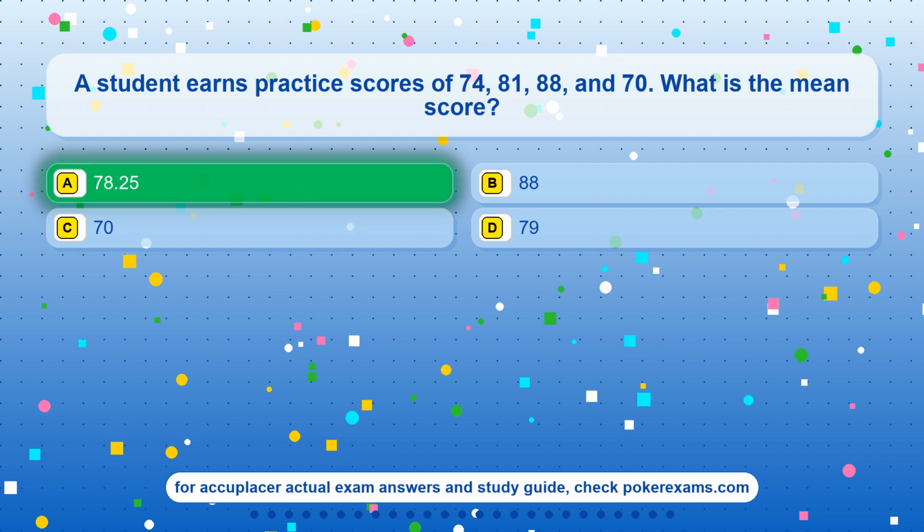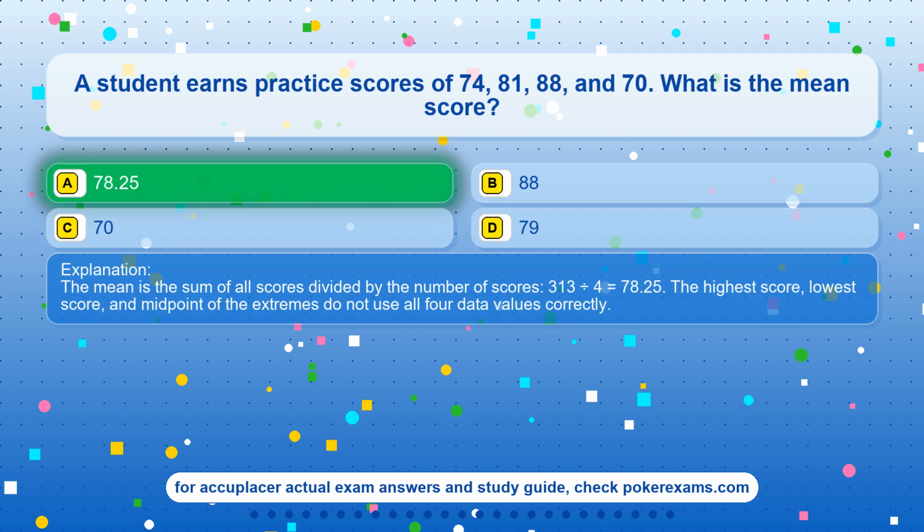The correct answer is option A, 78.25. The mean is the sum of all scores divided by the number of scores. 313 divided by 4 equals 78.25. The highest score, lowest score, and midpoint of the extremes do not use all 4 data values correctly.